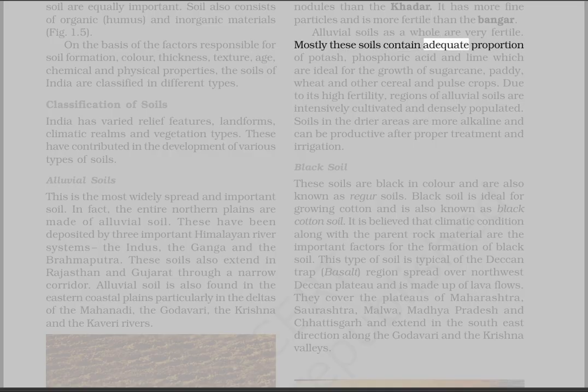Mostly these soils contain adequate proportion of potash, phosphoric acid, and lime, which are ideal for the growth of sugarcane, paddy, wheat and other cereal and pulse crops. Due to its high fertility, regions of alluvial soils are intensively cultivated and densely populated. Soils in the drier areas are more alkaline and can be productive after proper treatment and irrigation.